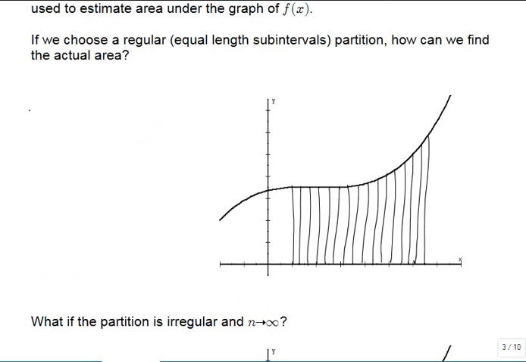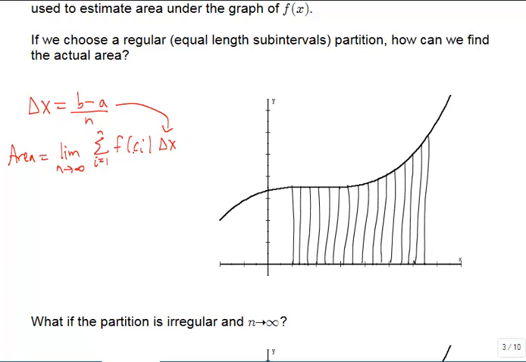So here, if we have a regular partition, that means you have these delta x's, which are just b minus a divided into n equal pieces. So then our area is just the limit as n goes to infinity of the sum from 1 to n of f of c sub i times this delta x. And these c sub i's can be your choice. They could be left endpoints, right endpoints, whatever you want.